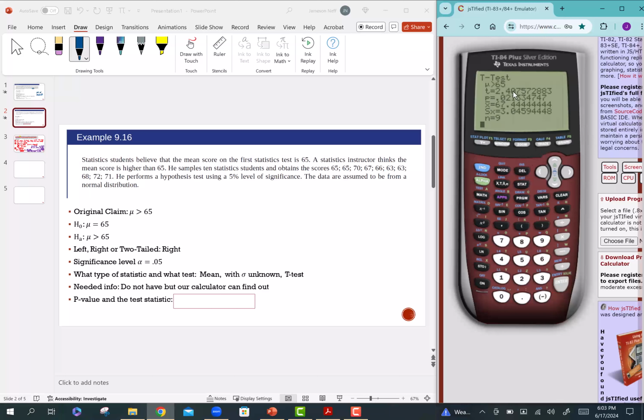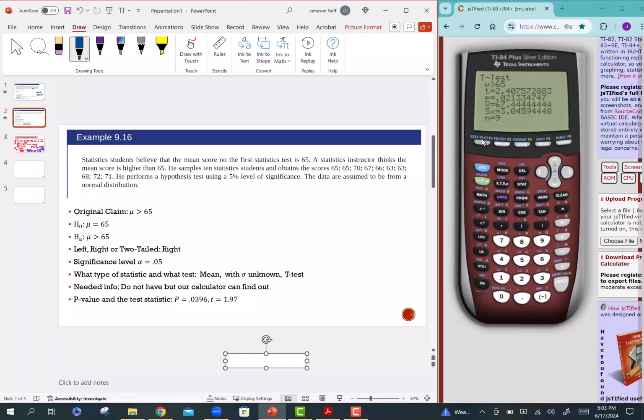It gives you, again, the test statistic. What happened there? No, I got the wrong numbers. I must have entered one of the values wrong, but nonetheless, let's see. 65, 65, 70, 67. Oh yeah, I'm missing a 63. So that explained why I have different values than they do, but nonetheless, that is how you enter in the stuff.